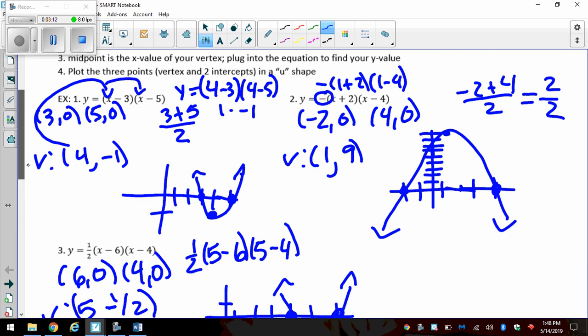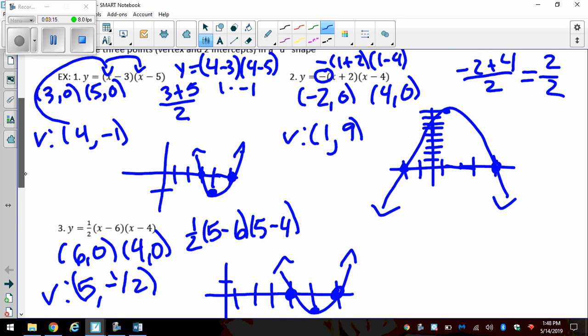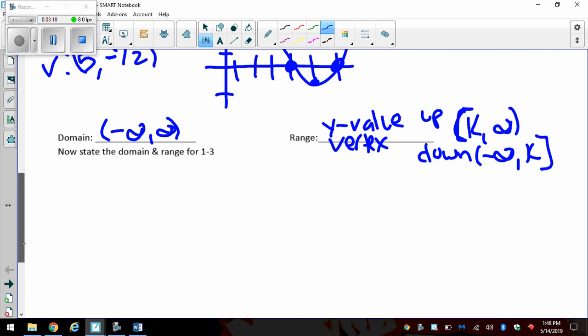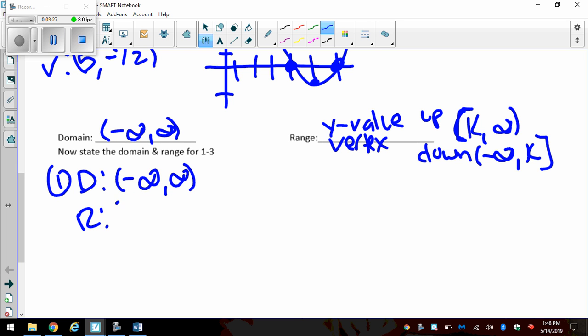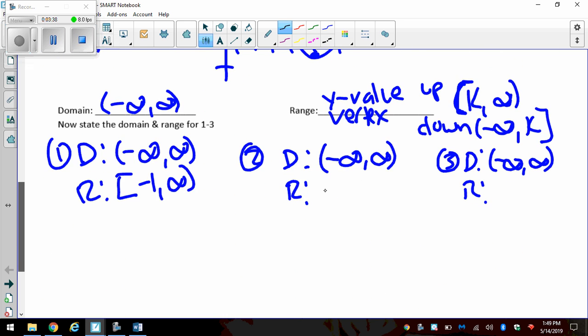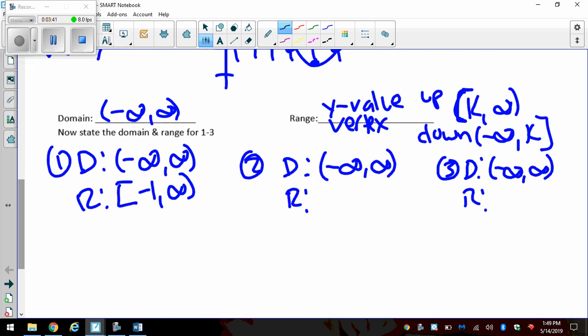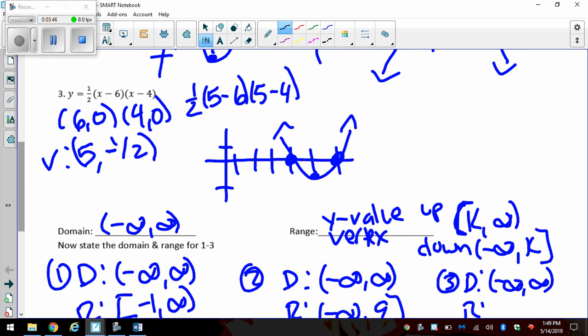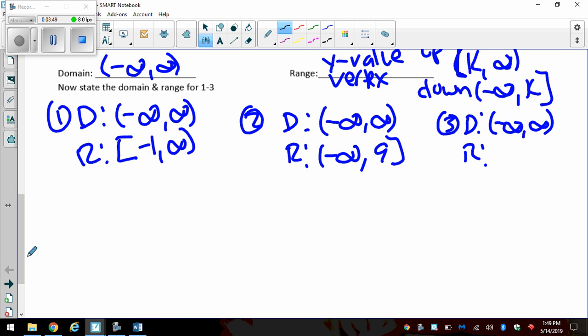So my domain is negative infinity to infinity for number 1, and the range will be negative 1 to infinity. So the range for number 2, you're going to use that 9, but it's pointing down. So this time it's going to be negative infinity up to that 9. Sorry, it jumped up there. Number 3 is pointing up again, so it's going to be your y value, negative 1/2, to infinity, with the bracket on it.